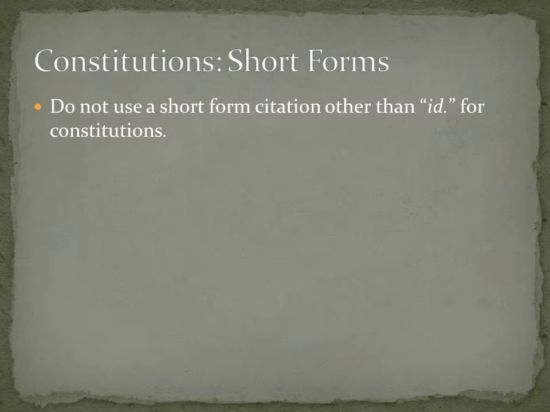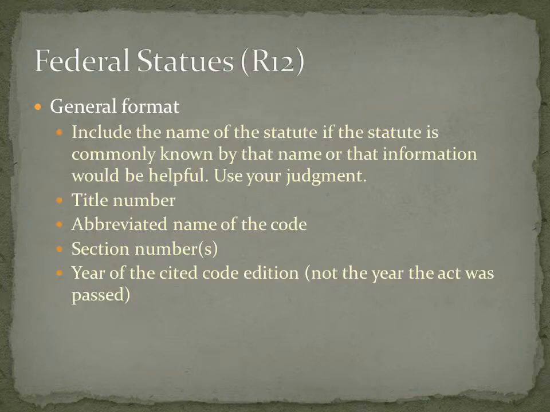Now for short forms, you don't want to use a short form citation other than id for constitutions. So if it's the next cite, you can use id. If it's 4 cites from your original cite, no short form, just do the long form again. Again, we're just making your life easier there.